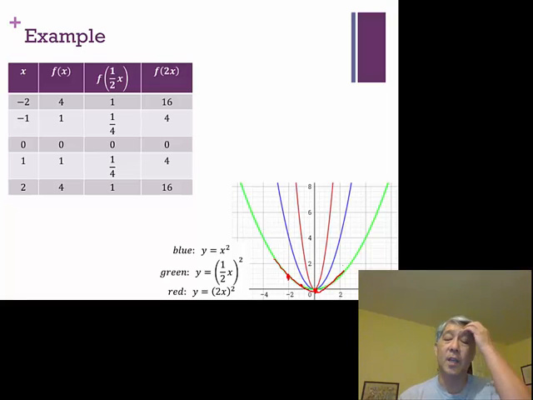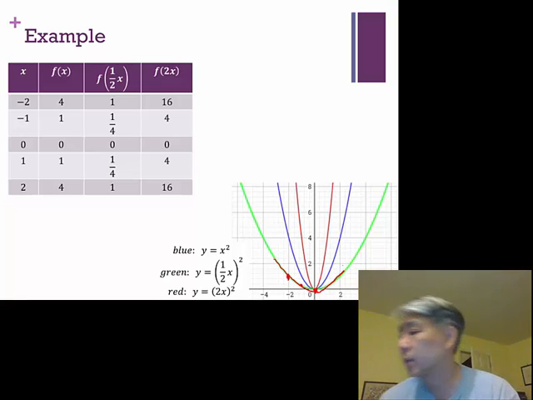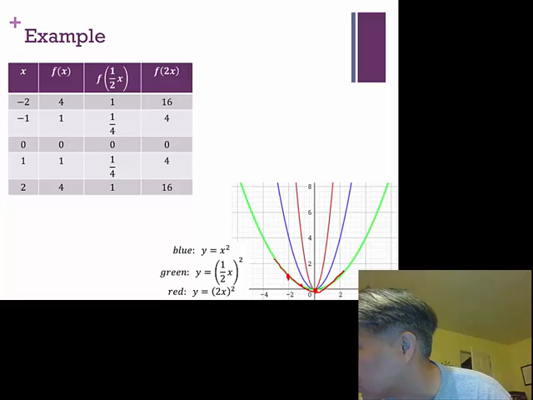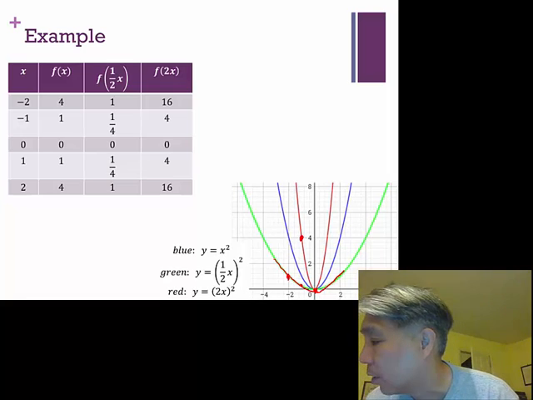Similarly for f of 2x, in this case my constant is bigger than 1. So what I'm going to do is plug in 2 times -2. Well, -4 squared becomes 16, so it's way off my graph. I can't even see it. I didn't take enough points. But -1 becomes -2, and -2 squared is 4. So I would have this point at -1, this point at 4, and 1 at +4. And again, I could just sketch out this graph.